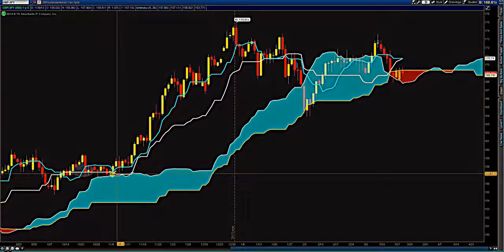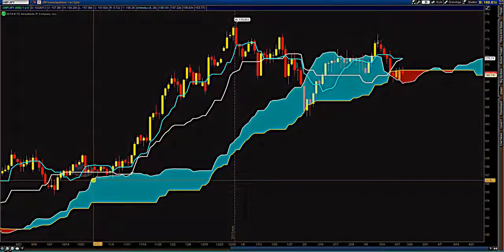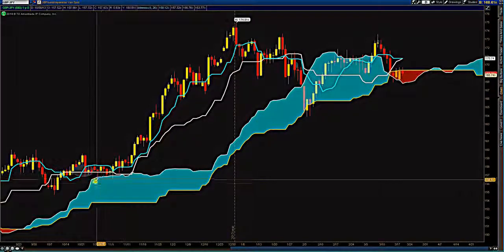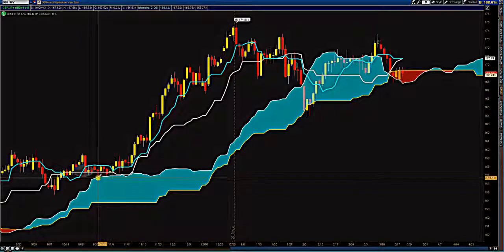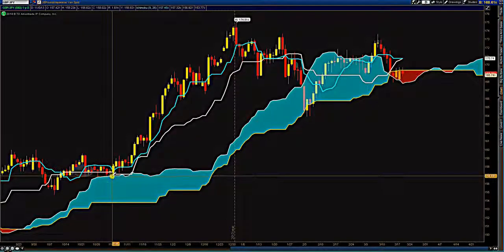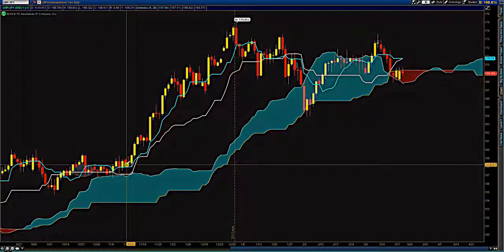Not only that, but we have a very thick Kumo, and pretty much you could put stops if price was to close within the cloud. Then you will look to get out of the trade. But price respected the cloud. This very thick cloud. This cloud measures from 156 to 153, so 300 pips within the cloud.